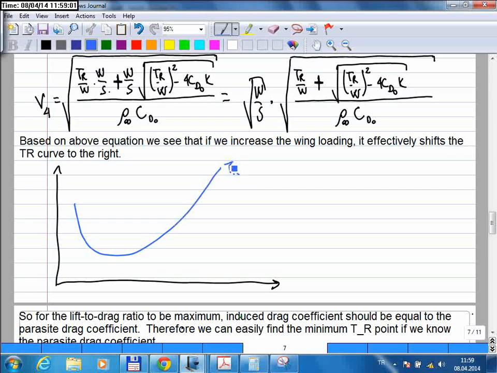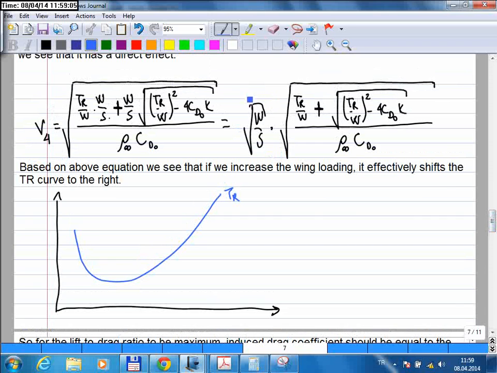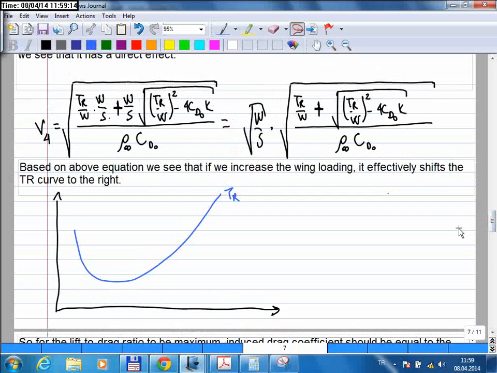This is the required thrust curve. If I take this aircraft and increase the wing loading, increase this number, then the two solutions will be obtained at greater values. So how do I do that?